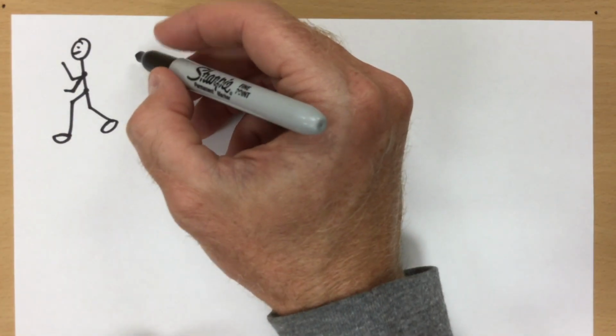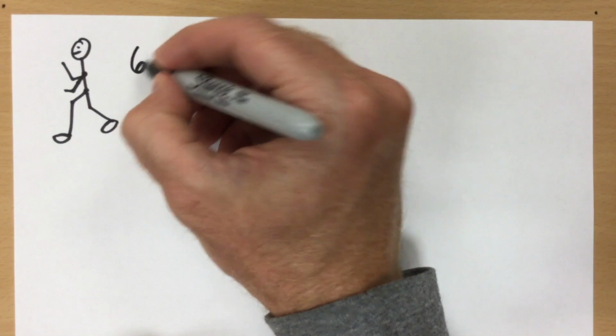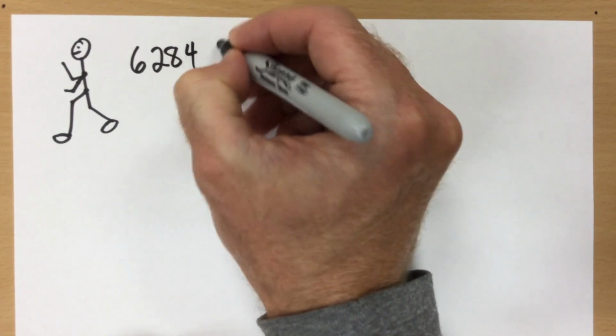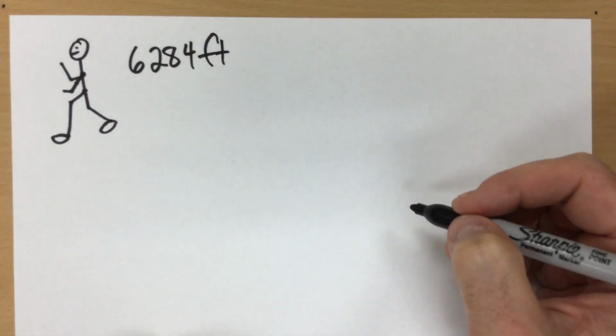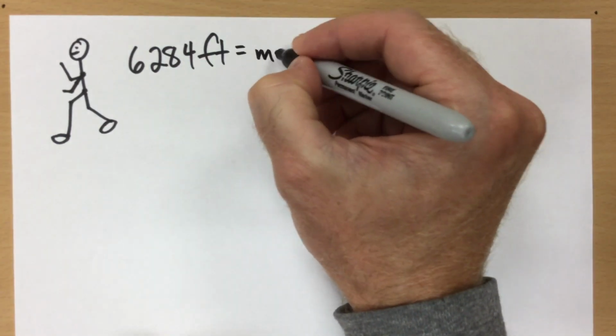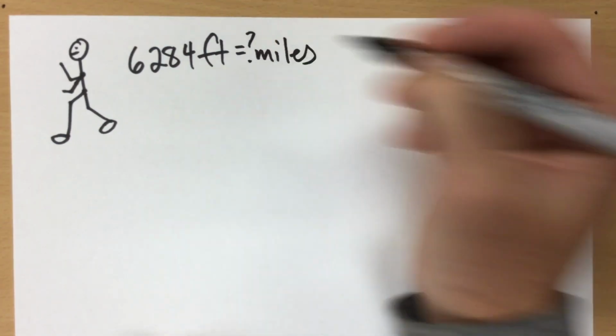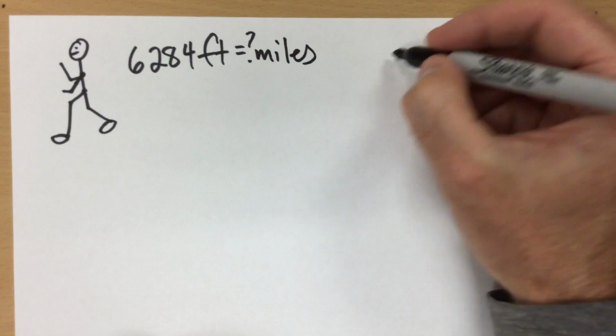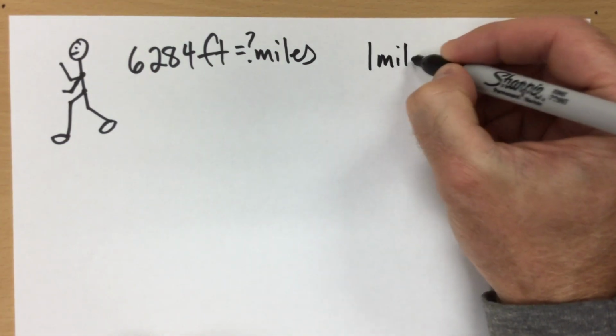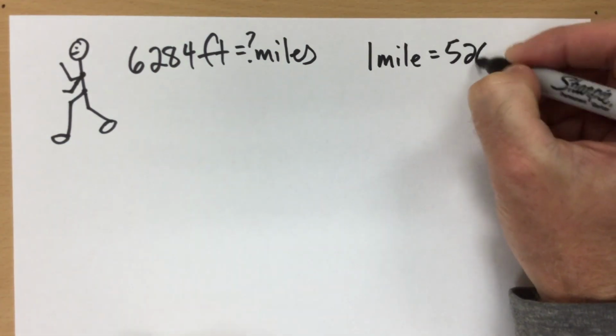If someone says, oh my goodness, I'm so tired. I just ran 6,284 feet. Oh, I'm exhausted. What does that really mean in miles? Well, we can figure that out. Some of you remember there's a conversion factor that says that 1 mile is equal to 5,280 feet.